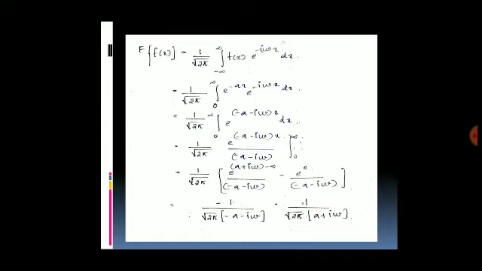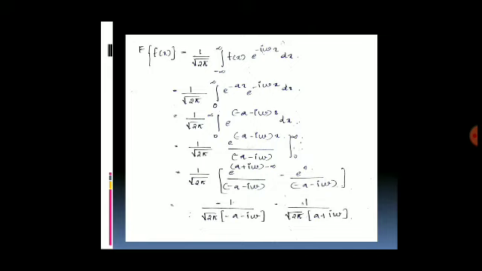Now when you integrate it with respect to x, what will happen? 1 by root 2 pi is the constant that remains outside. e raised to minus a minus I omega x by minus a minus I omega. That is the coefficient of x, so that comes in the denominator. Apply the limit 0 to infinity. Okay, so when you apply the limit infinity, you have to make sure what e raised to minus infinity is. e raised to minus infinity is 0. You should know that value. e raised to minus infinity is 0 and e raised to 0 is 1.